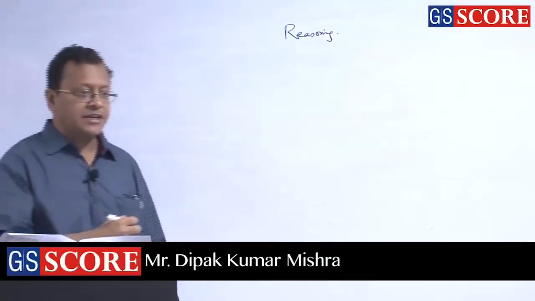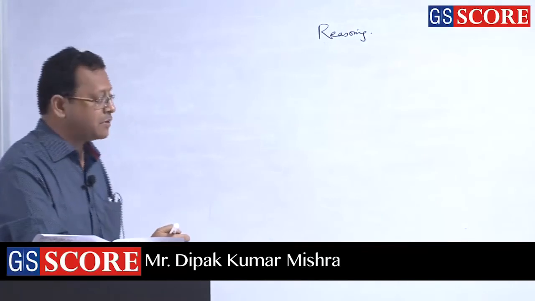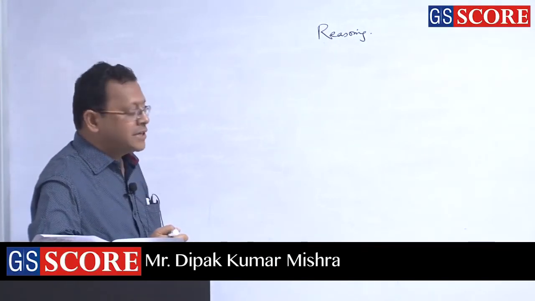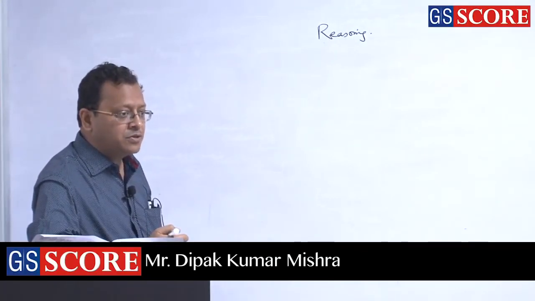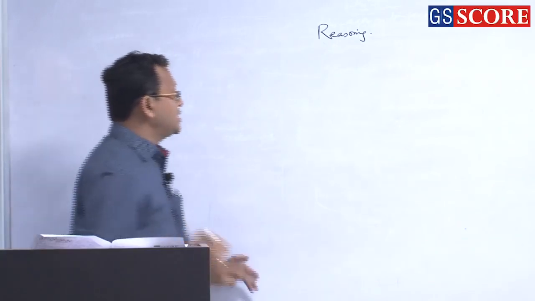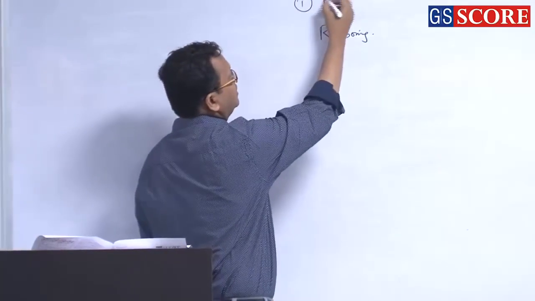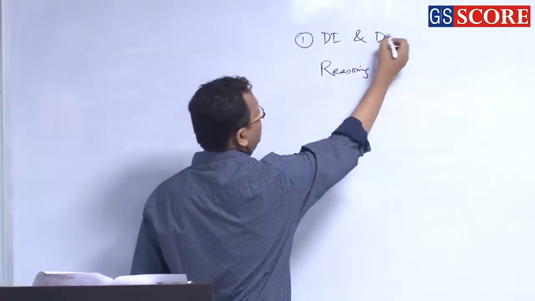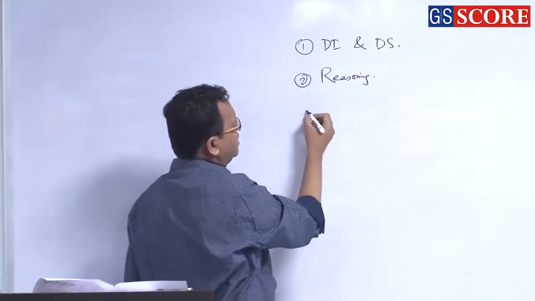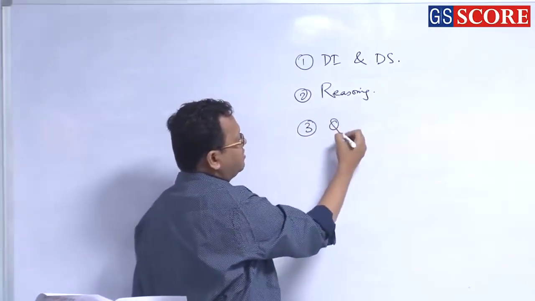Yesterday we discussed the data interpretation and the data sufficiency part. I told you yesterday that there are three basic areas in aptitude which are generally asked. One was the data interpretation part and the data sufficiency part. The second is the reasoning part and the third is the quantitative aptitude part.